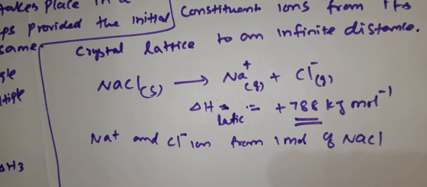Next we discussed Hess law. What is Hess law? Define Hess law and its applications. First we have to define Hess law and apply that Hess law, mainly the calculation of graphite to carbon monoxide. Finally, we discussed lattice energy.